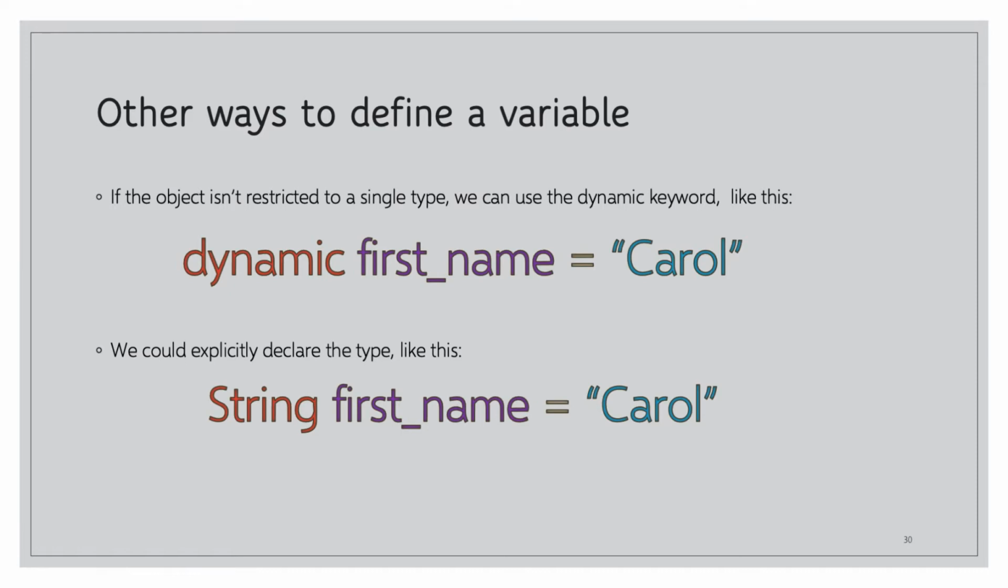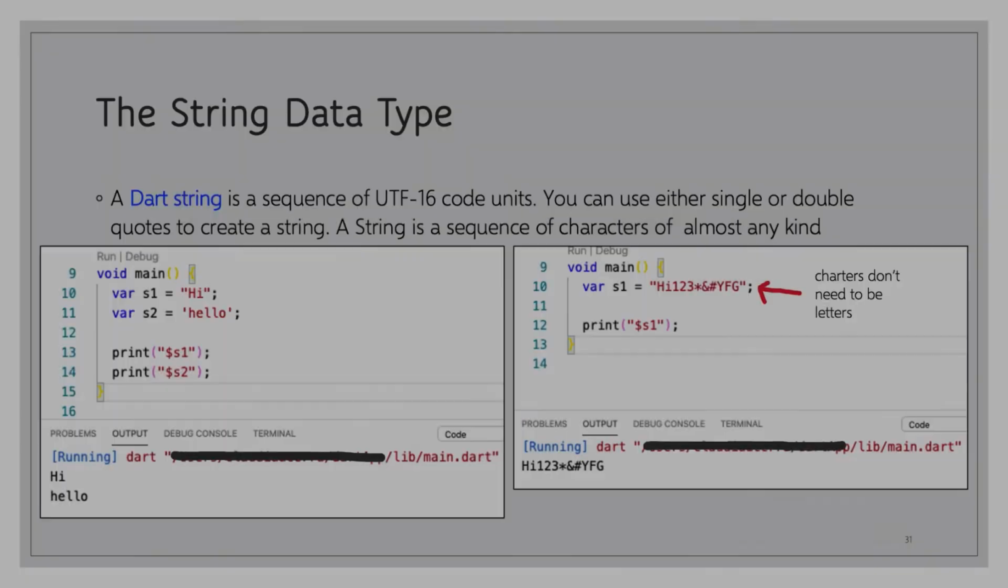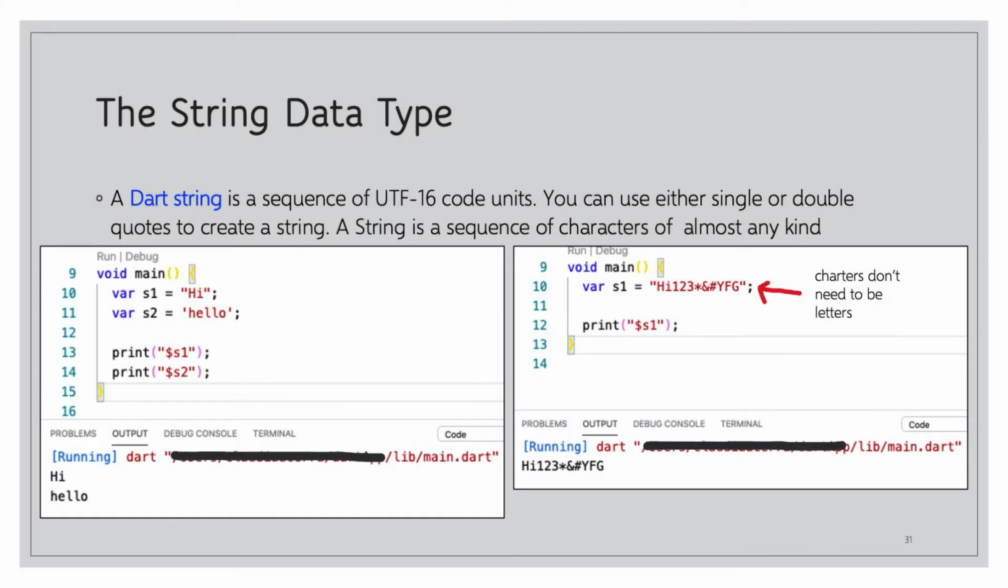Carol is a string. We can use string first underscore name equals Carol. All of these ways work just fine. The string data type is a sequence of UTF-16 code units. You can use either single quotes or double quotes to create a string.